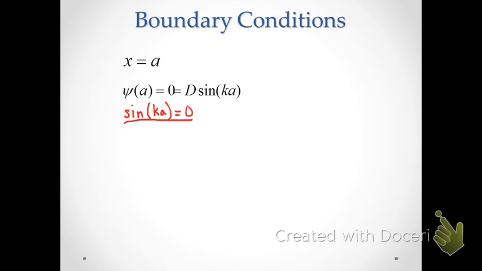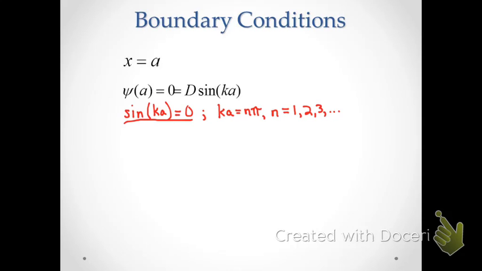All right, so under what circumstances will that happen? Going back to the properties of the trig function sine, we know that the sine of n times pi, where n is an integer, will be equal to 0.